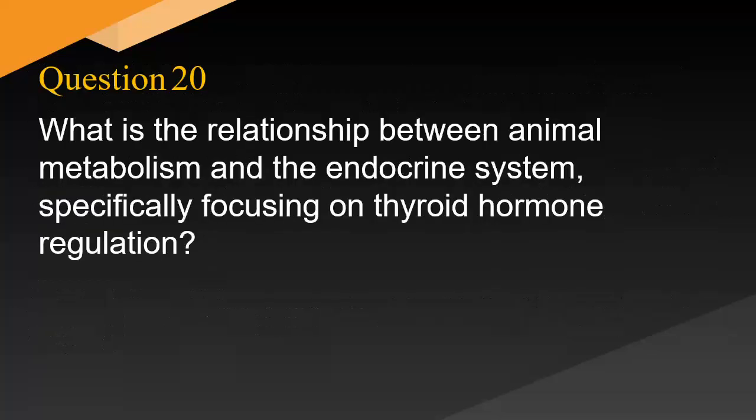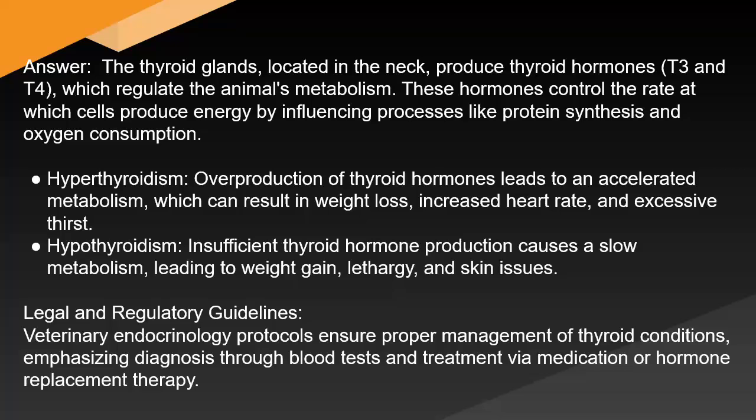What is the relationship between animal metabolism and the endocrine system, specifically focusing on thyroid hormone regulation? Answer: The thyroid glands, located in the neck, produce thyroid hormones (T), which regulate the animal's metabolism. These hormones control the rate at which cells produce energy by influencing processes like protein synthesis and oxygen consumption.